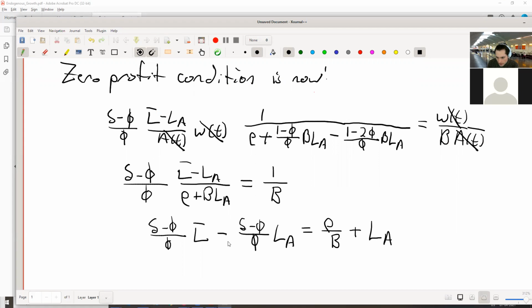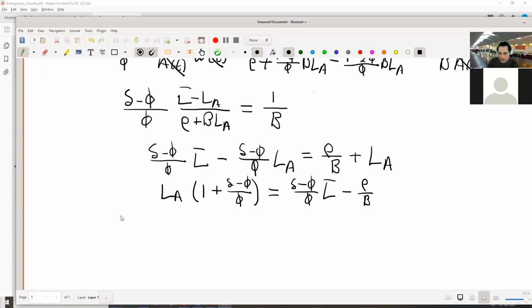Okay. Now let's put our LAs on the same side of the equation. So we're going to get LA times 1 plus delta minus phi divided by phi is equal to delta minus phi divided by phi L bar minus rho divided by B. All right. Let's multiply both sides by phi.